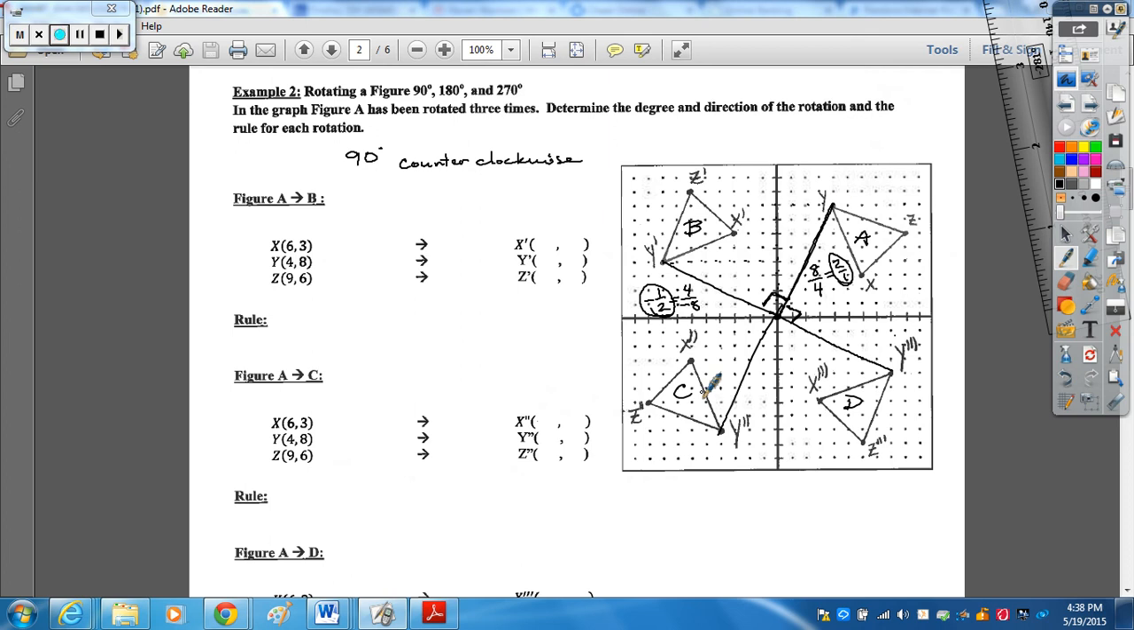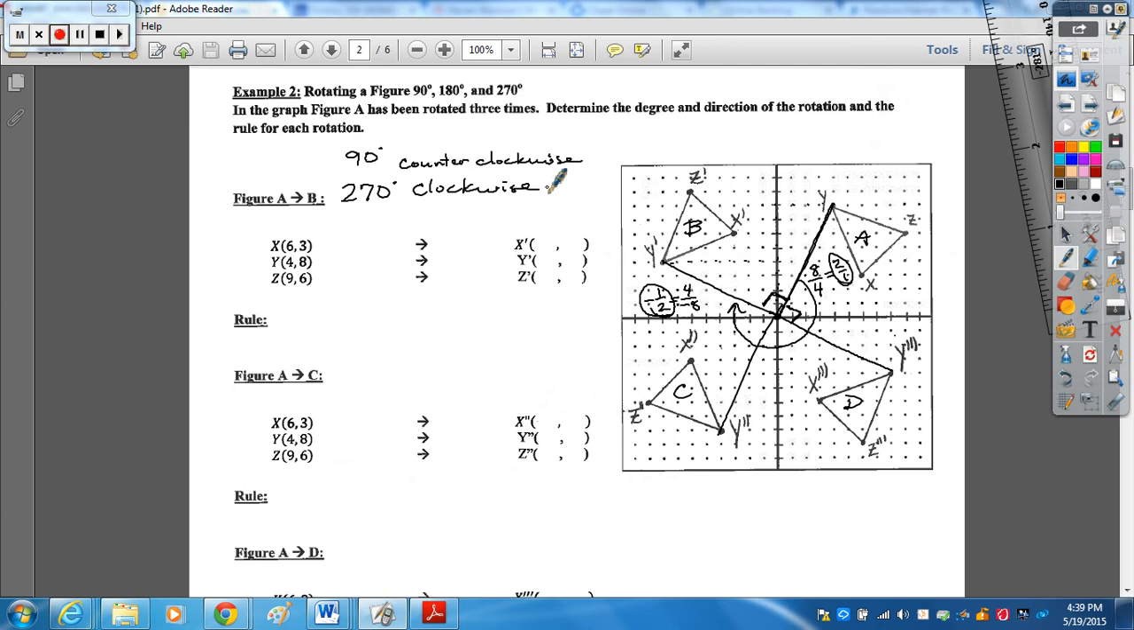You can classify this as a 90-degree counterclockwise rotation, or this could be a 270-degree clockwise rotation. So you want to make sure you have that down there. These both are the same. 270 degrees clockwise and 90 degrees counterclockwise, it's going to be in the exact same spot, as long as it's around the origin. Actually, around any point, it's going to be in the same spot.